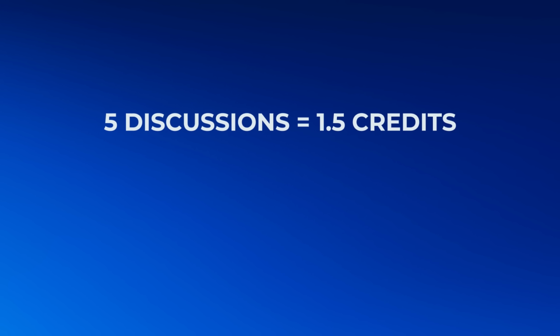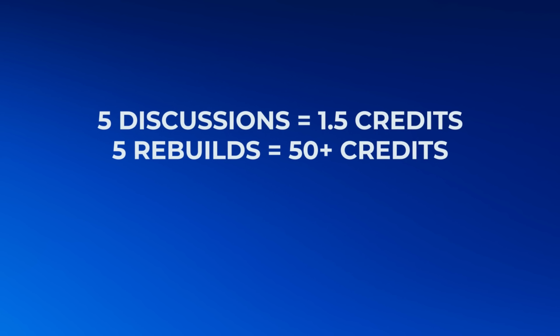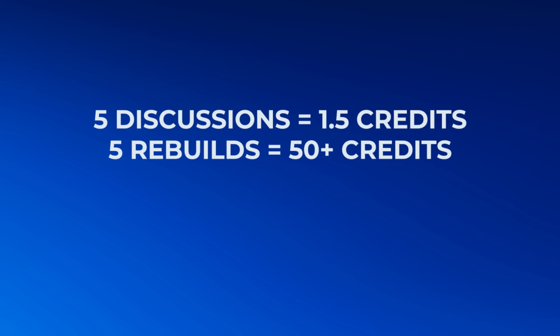Here's the math that makes this so powerful. 5 discussions equals 1.5 credits, while 5 rebuilds equals about 50 plus credits. Use discuss mode to plan your changes, understand your options, and troubleshoot issues. Then, when you are absolutely sure about what you want, execute it once, and that's the pro way to go about this.